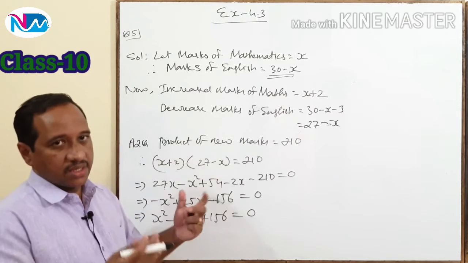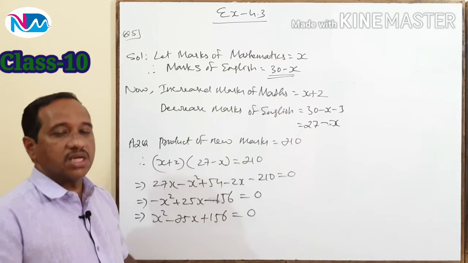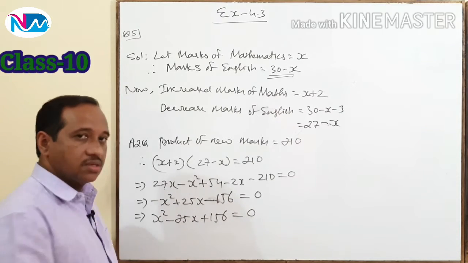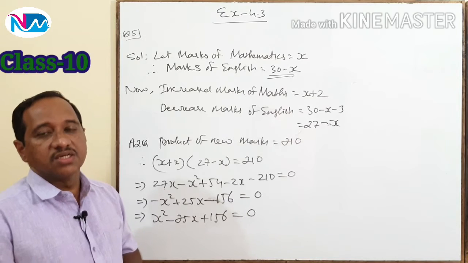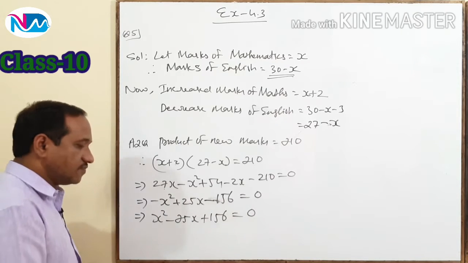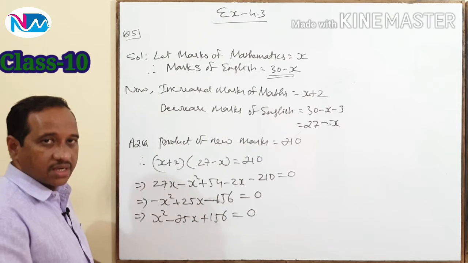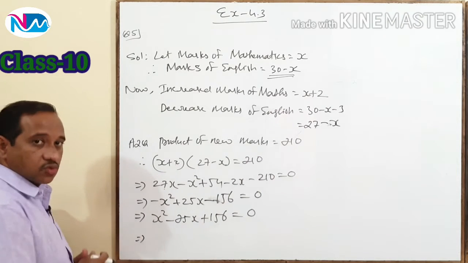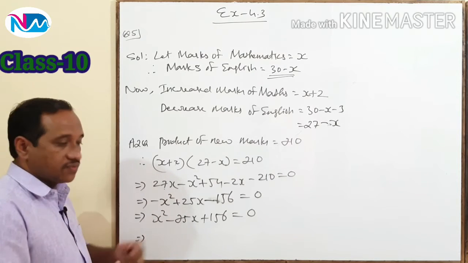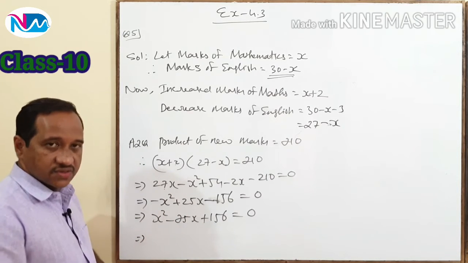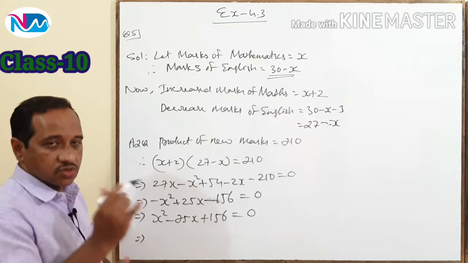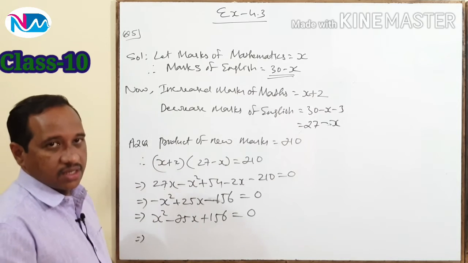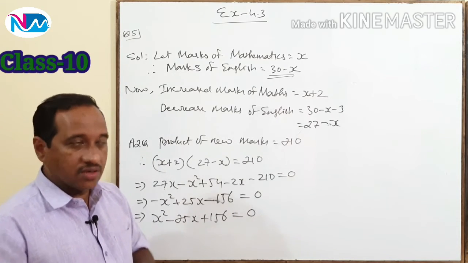Now we can solve it either by completing the square, by quadratic formula, or even by factorization. Here I am going to factorize the expression by splitting the middle term and hence solve the quadratic equation. You know how to solve a quadratic equation by factorization method. Here the coefficient of x square is 1, constant term is 156. 1 into 156, we have to find the two numbers whose product is 156 and sum is 25. If you are not getting directly, you can divide and find out.